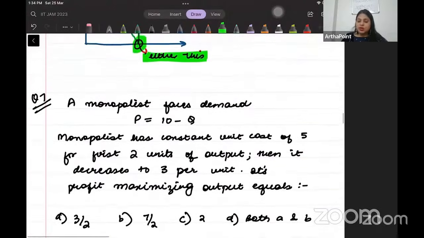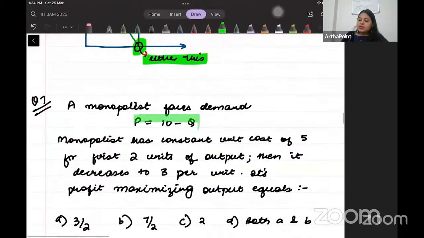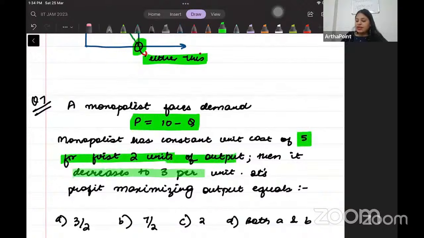Okay, come to the next one. A monopolist faces P is equal to 10 minus Q and has, this is a good question, constant cost of 5 for the first 2 units of output and then it decreases to 3. Many people do this wrong. It is very wrong. You see, it says for the first 2 units, your cost is 5. It does not mean that if I am producing 3 units, then per unit cost is 3. No. Only the third unit will cost me 3. The first 2 will still cost me 5.